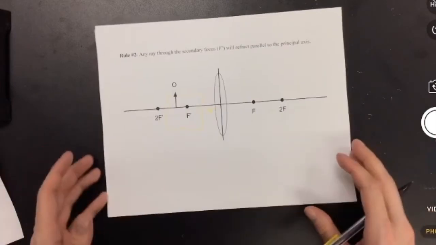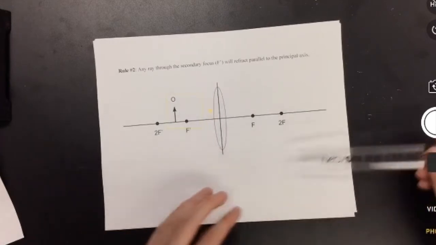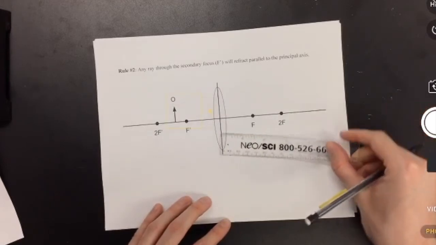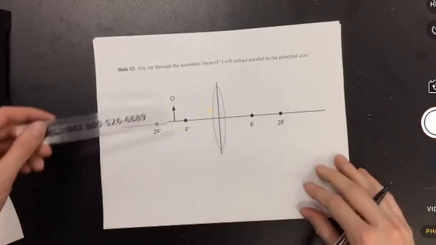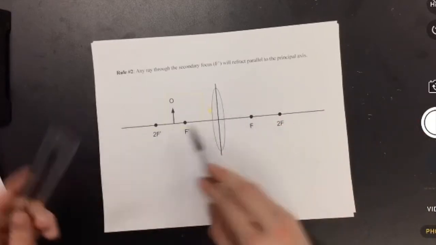Okay. Rule 2, any ray through the secondary focus will refract parallel to the principal axis. Okay, so the secondary focus, remember, what is that? Well, that's just saying where parallel rays on this side would end up converging, right? It would be the same as this one, just on the other side, right? The same distance, just on the other side.